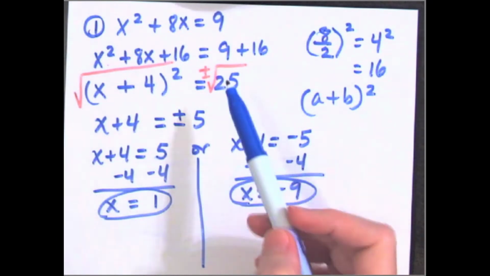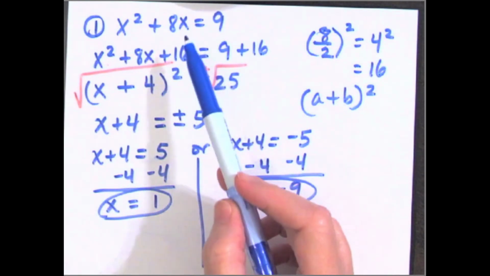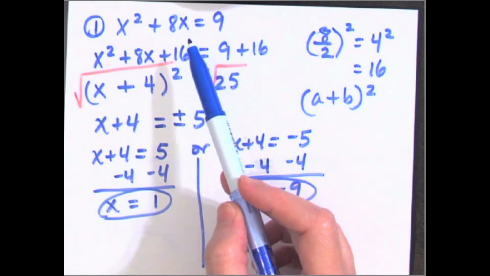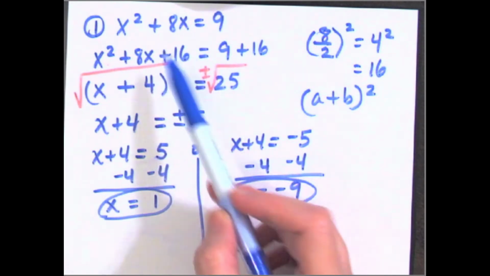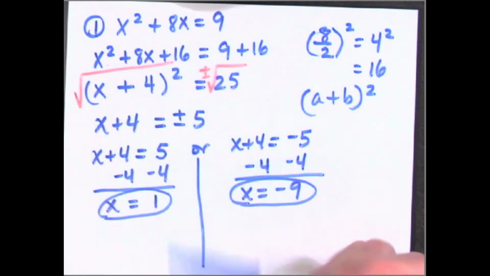Now, if we would have moved the 9 over, we could have factored that. There are factors of negative 9 that are going to combine to give us a positive 8. But in our next example, we'll see why completing the square is important.